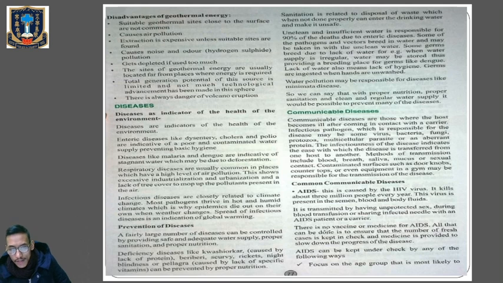First one, HIV/AIDS, which is caused by the HIV virus. It is called a retrovirus. You will learn in class in detail about the virus that causes AIDS. So AIDS is caused by the HIV virus. It kills about 3 million people every year, and this virus is present in semen, blood, and body fluids.